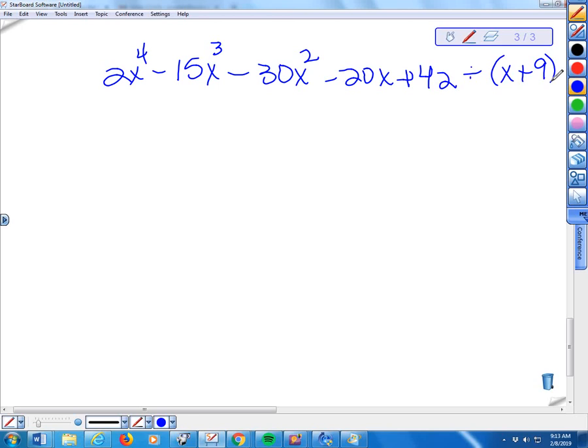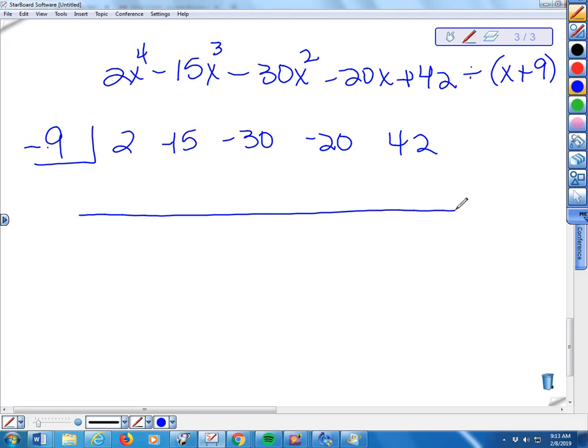Wow. Lucky. Okay, so I'm going to write the coefficients. I notice that they are in decreasing order. I don't have any placeholders I have to worry about. And what number goes here? Negative 9. The factor is x plus 9, but the number I put in for synthetic is what the solution is to that factor, which is negative 9. Okay.